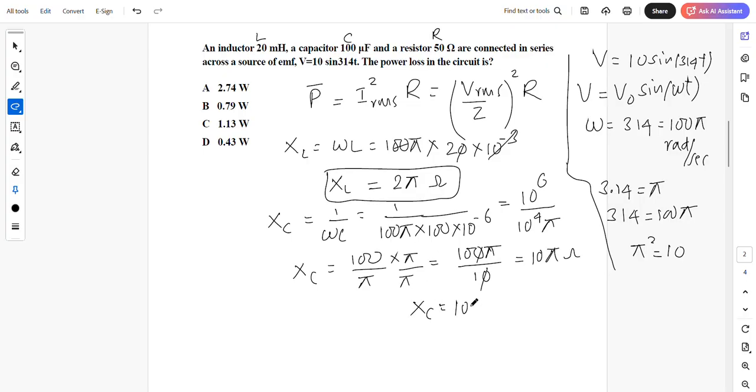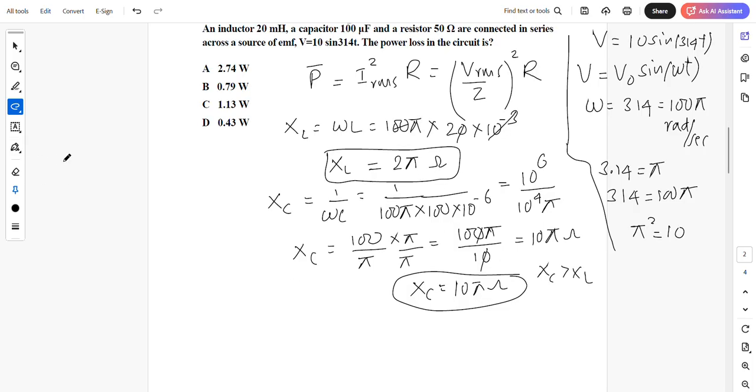10 pi ohm you got. Now you calculate which is greater. Here XC is greater than XL, right? Because XC is 10 pi and XL is 2 pi. Now let us calculate Z. How to calculate Z? Z is equal to square root of R square plus XC minus XL the whole square, since XC is greater than XL.